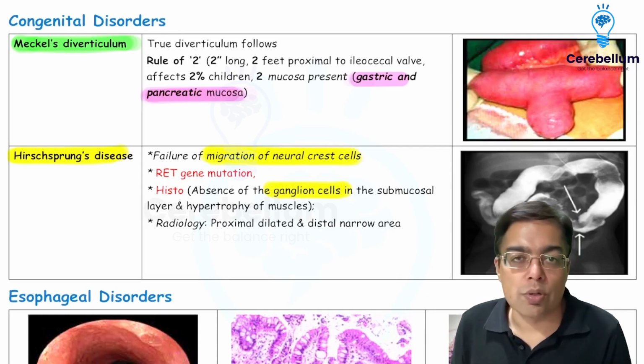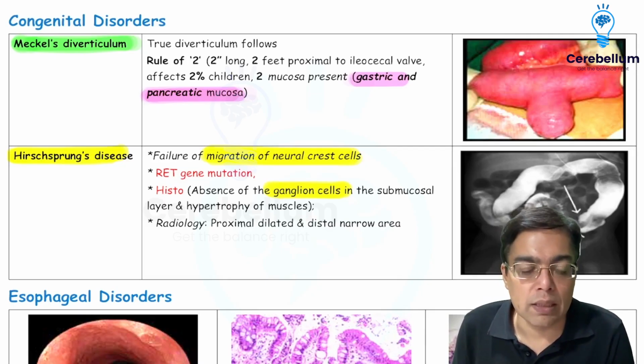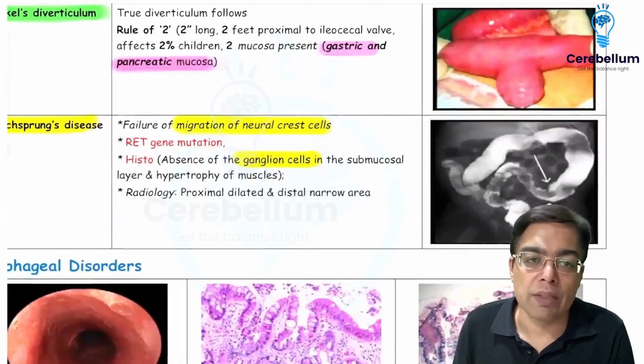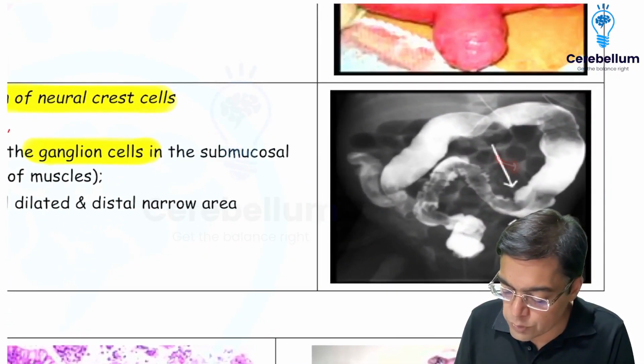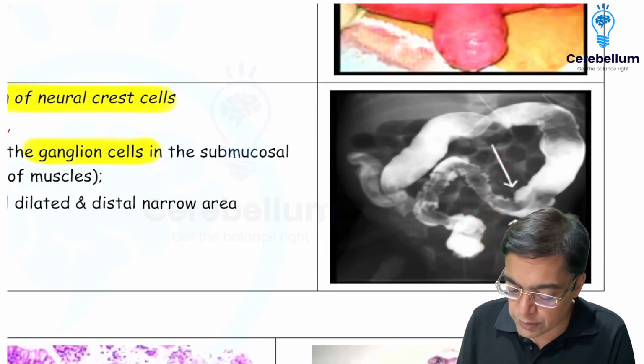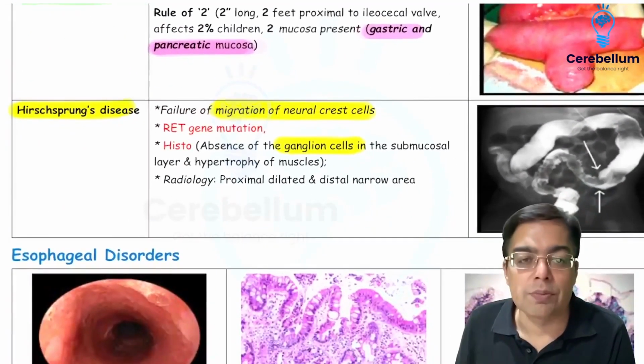This is also associated with hypertrophy of the cells in the muscle layer, and therefore, radiologically there would be a sign that there is a proximal dilated part of the gut, and a distal part which is going to be pretty much constricted. So that's what is going to be seen as a feature of Hirschsprung's disease.